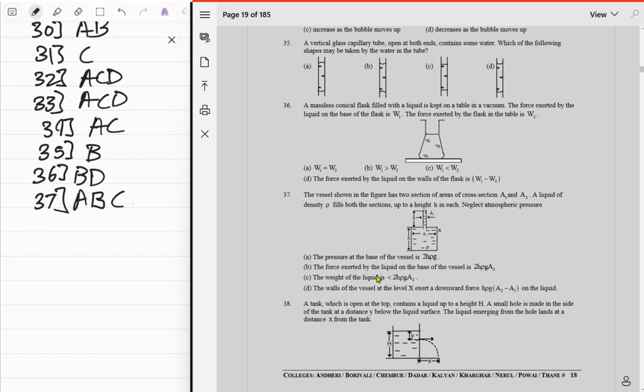The walls of the vessel at the level x exert a downward force rho gh times (A2 minus A1) on the liquid. Here the pressure is rho gh, no? That's why rho gh times (A2 minus A1). Yeah, I believe in that. So D is also correct. 38.